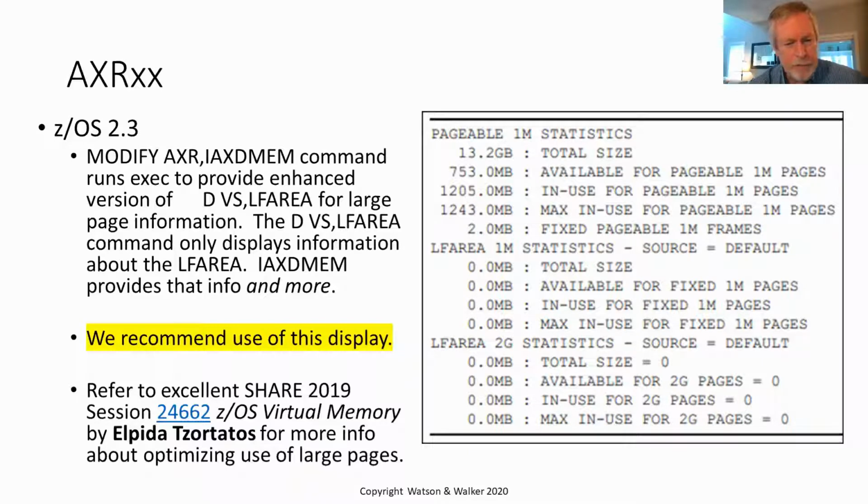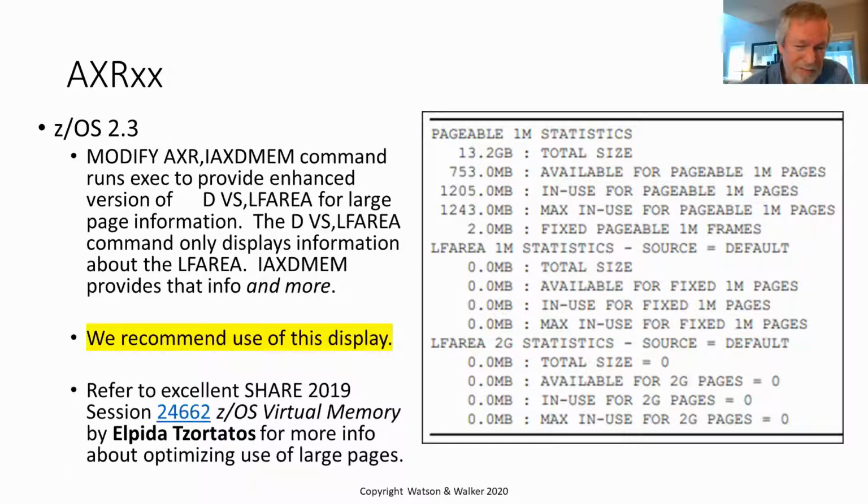So for some reason, rather than changing the command, they shipped this Rex exec called IAXDMem. So you can issue this in the console. You say modify AXR, IAXDMem, and it gives you that display on the right side of the screen. So you can see now you get information about your page for pages at the top, as well as your fixed 1 meg and 2 gig. Okay, so we recommend this. If you're going to be looking at large pages, definitely you want to know about the page as well as the fixed.